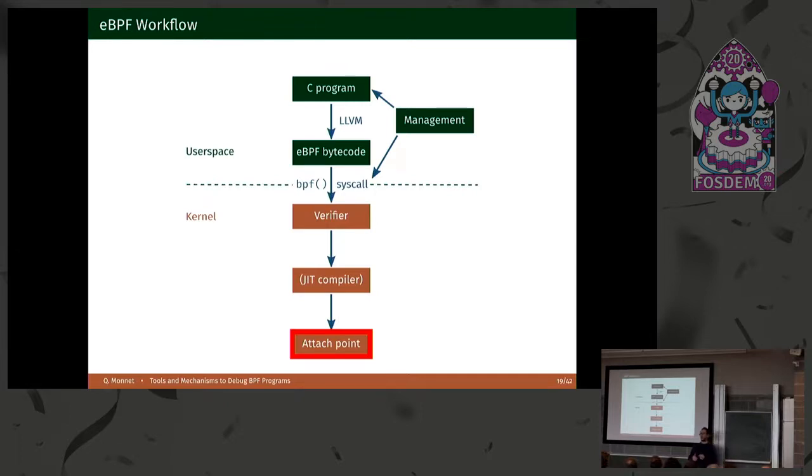So for tracing, that would be trace points or K probes. For networking, that would be TC hooks or XDP at the driver level. And for the other use cases, that's something different still.